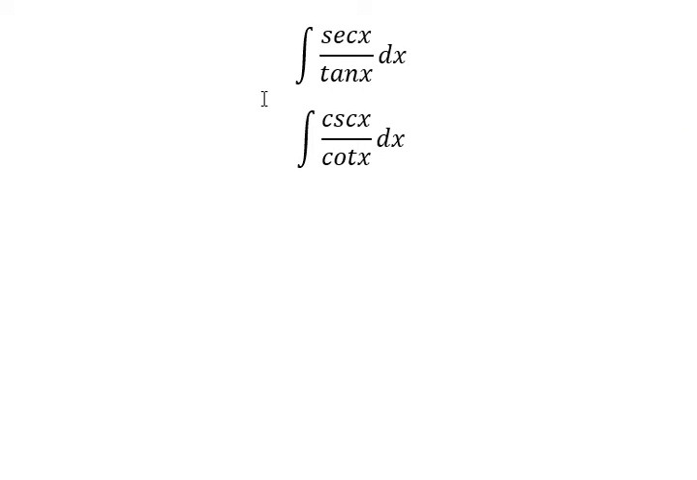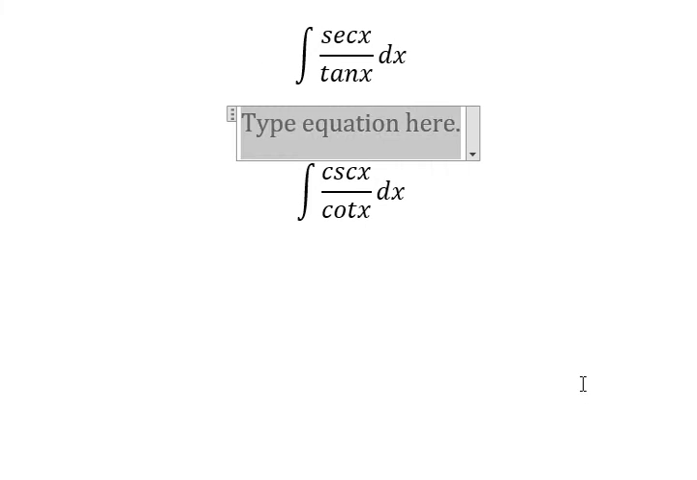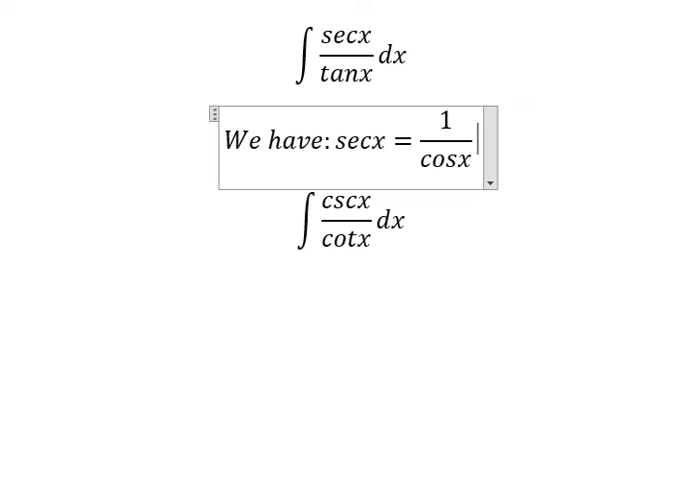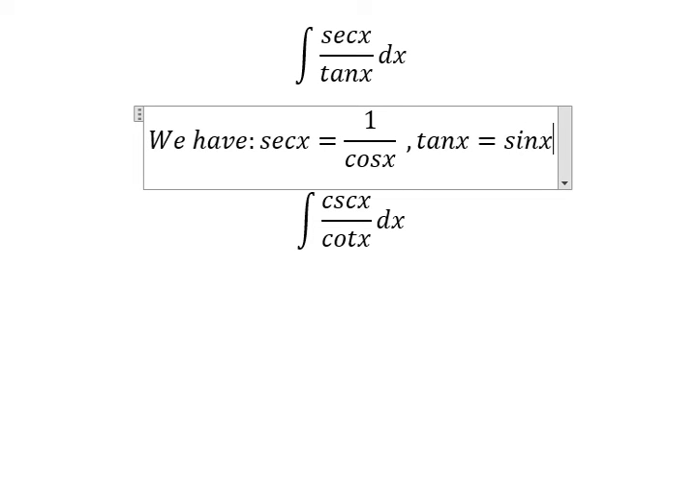The topic today is about integration. So now I will show you how to answer. We have the formula in here. Secant of x equals 1 over cosine x, and tan x equals sin x over cosine x.